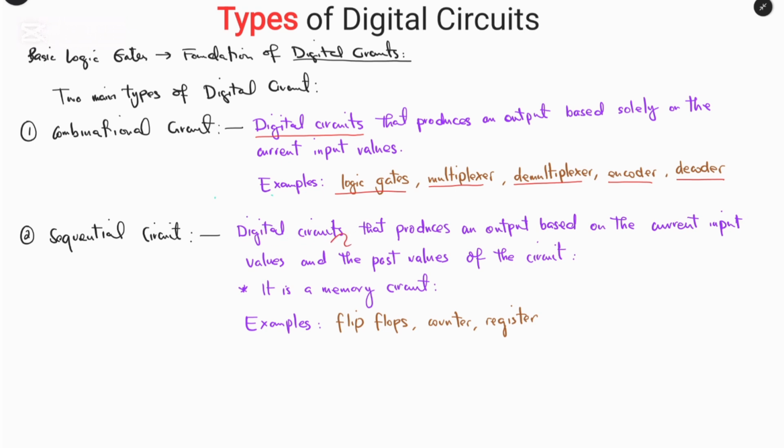A sequential circuit is a digital circuit where the output is based on the current input and also the past input values. So such a circuit is called a memory circuit. When you think about a sequential circuit, you can think of it as having a memory, and a combinational circuit as a non-memory circuit.